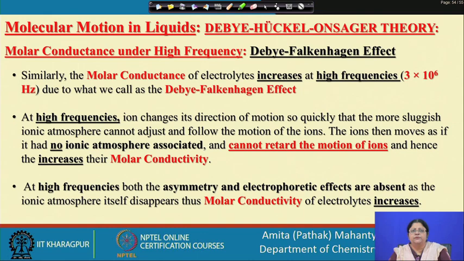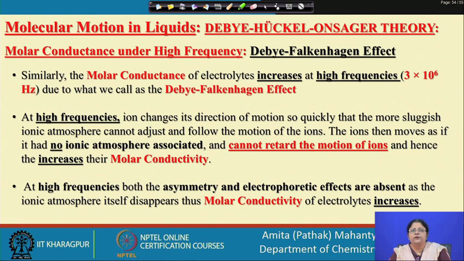So, at high frequencies, both the asymmetry effect and the electrophoretic effect become absent, as the ionic atmosphere associated with the ion does not get the time to be completely formed. Under these conditions, the molar conductivity is supposed to increase, as the retarding forces associated with the ionic atmosphere do not exist to hamper their motion, and hence the molar mobility of the ions in the solution increases, and hence the molar conductivity of the ions in solution is increased.